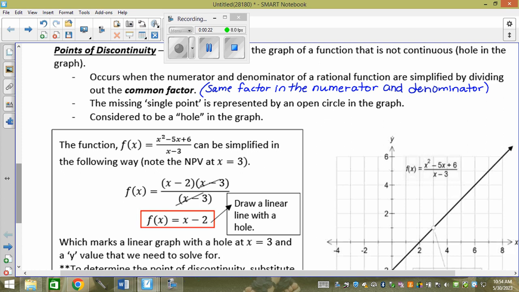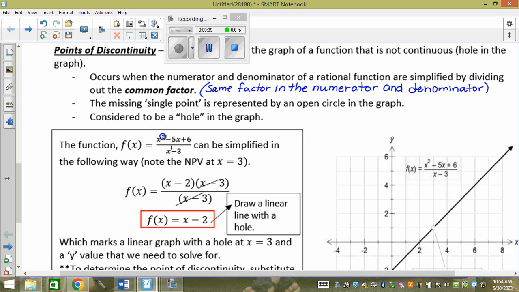So if we look at this one specifically, I have x squared minus 5x plus 6 over x minus 3. If you look here, this one's degree 2, this one's degree 1. Correct? So when your numerator's degree is greater than your denominator's degree, there is a chance that you have a point of discontinuity, an open dot, an open hole.